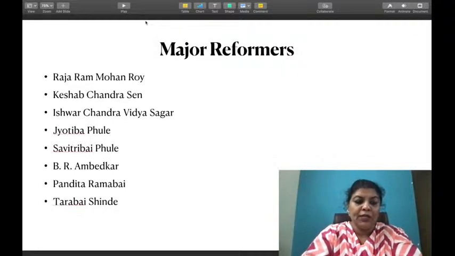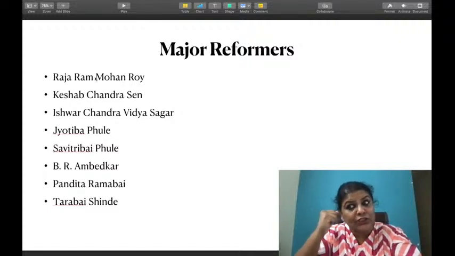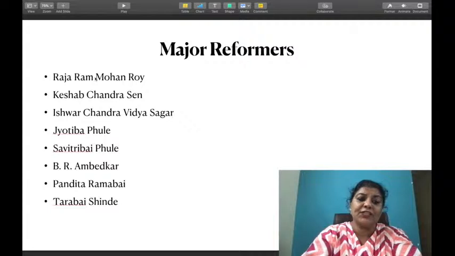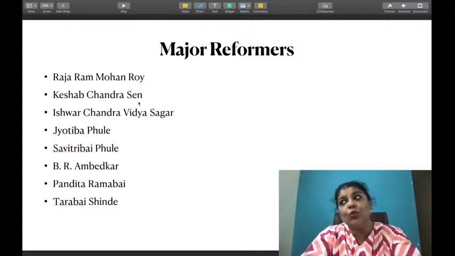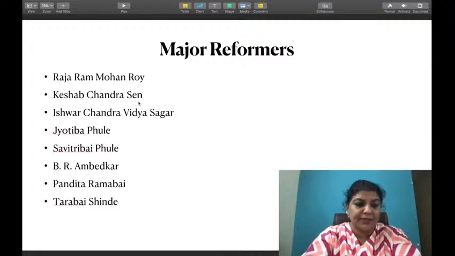As we all know, there were many important figures like Raja Ram Mohan Roy, who stood against sati and polygamy. He also argued for property rights for women. Keshav Chandra Sen led to the passing of the Native Marriage Act. That was in 1872. Widow remarriage he promoted. Polygamy he resisted.